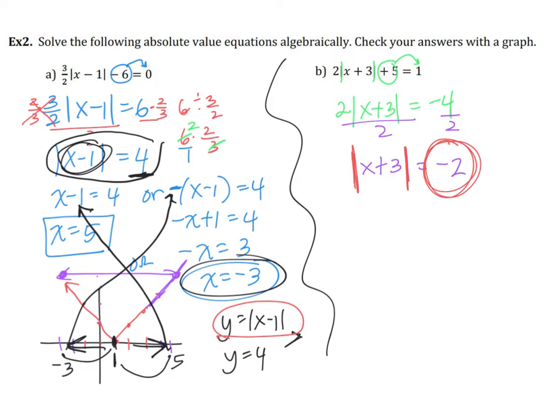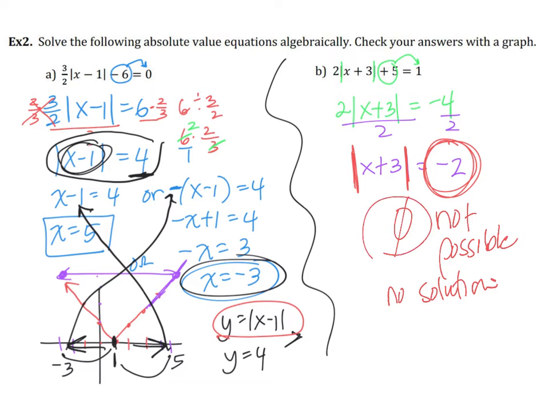The answer is you cannot take the absolute value of some number and get a negative result. So this is not possible. There is no solution. Right? So that is not possible. So you can write something like this, you can write this symbol, you can write no solution.